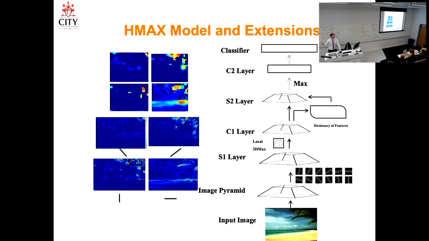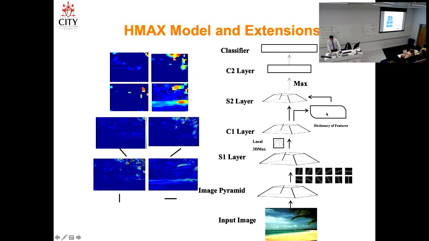Here I have Gabor filters. They are edge detection, orientation detection. I apply it on the image. I create S1. I take the maximum, the best response. I create C1. From C1, I take patches. I create a dictionary of features.